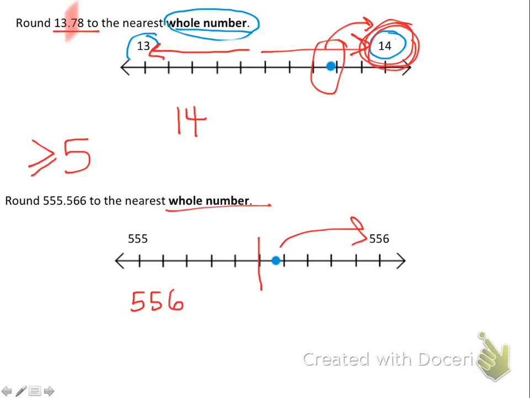And if you use our rule of greater than or equal to 5, if we look one place to the right, that'd be this 5 here, this is a 5. So that means we'd round up to 556.